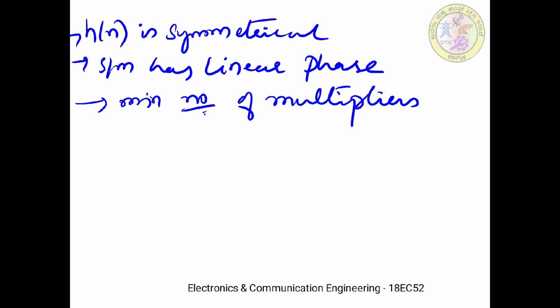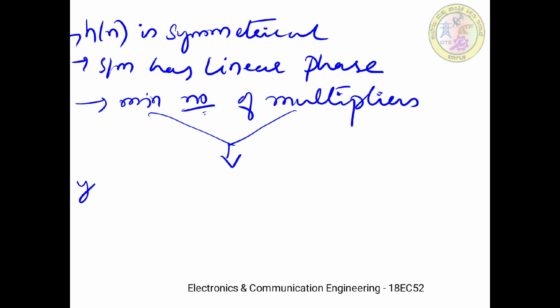Why does it need a minimum number of multipliers? Because the pair of impulse response samples are equal in their values, the number of multipliers will be automatically reduced. We will see that again through the structure also. Now, how does this give us a reduced number of multipliers? For this we group the samples which possess the same coefficients.